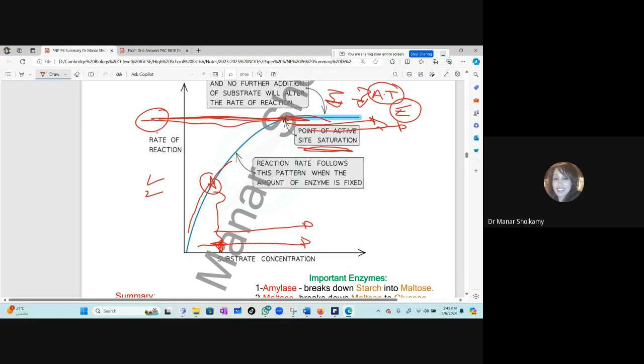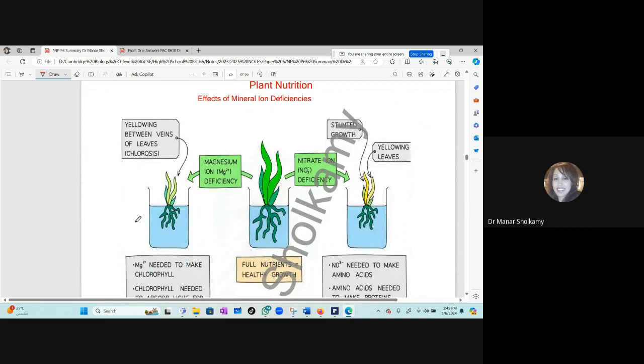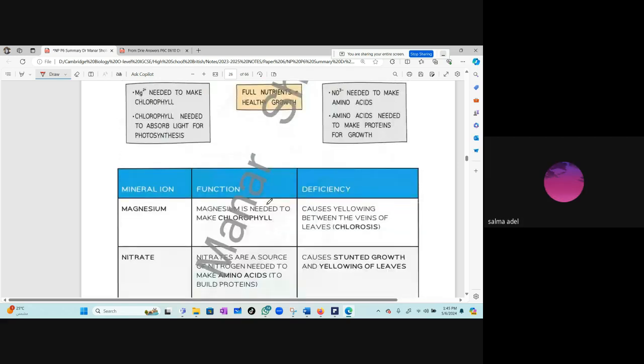Is this understood? This graph? Any questions? Did I lose you or you're with me? No, you're with me. Okay. Now, any questions concerning enzymes before I move on to plants? Hello? Can someone give me an answer? No, Miss. Okay. Is everything clear?